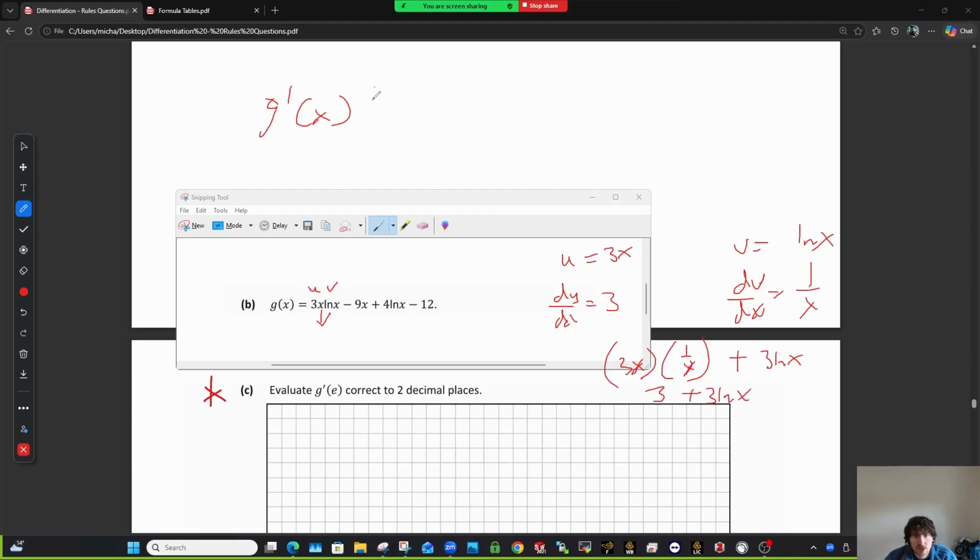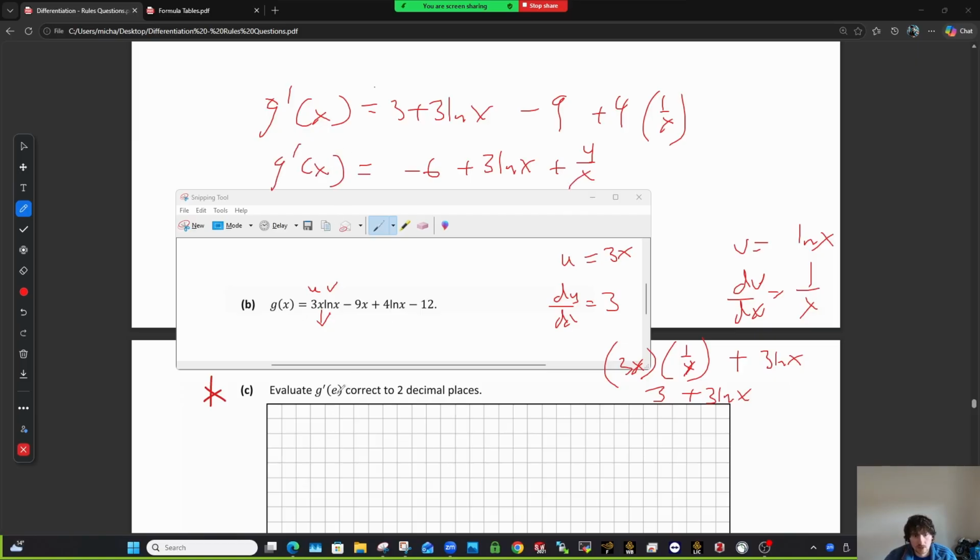Okay, so g'(x) will be equal to the derivative of this thing, which we just worked out there, 3 plus 3 ln x. Derivative of minus 9x is just minus 9. Derivative of 4 ln x, well, the 4 does nothing, it'll just be there at the end, and then the derivative of ln x is 1 over x. And the derivative of minus 12 is 0, because it's a constant. So this becomes 3 minus 9, that's minus 6, plus 3 ln x plus 4 over x. And that's equal to your g'(x).